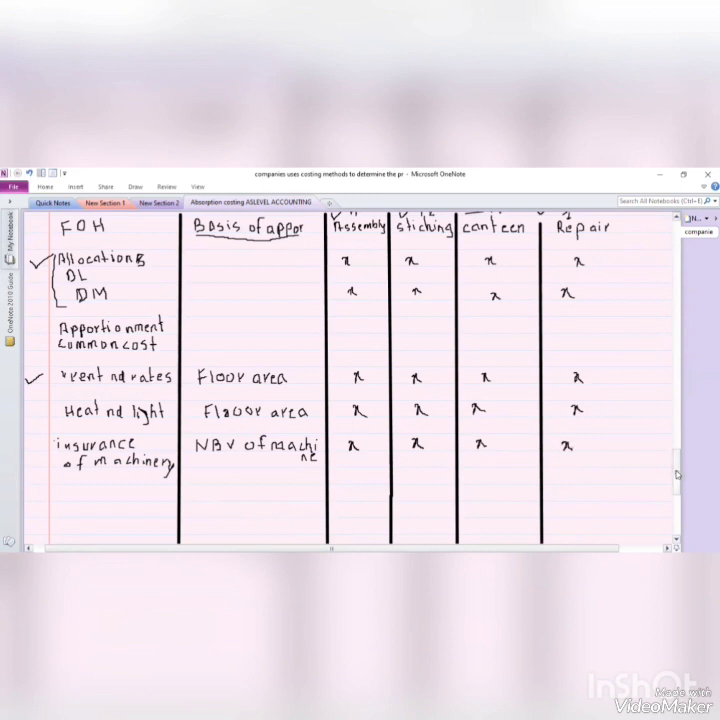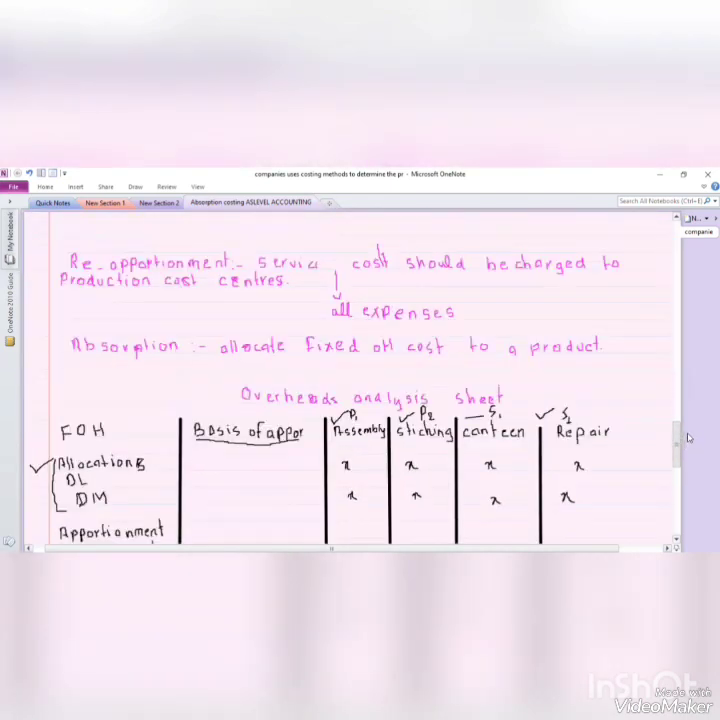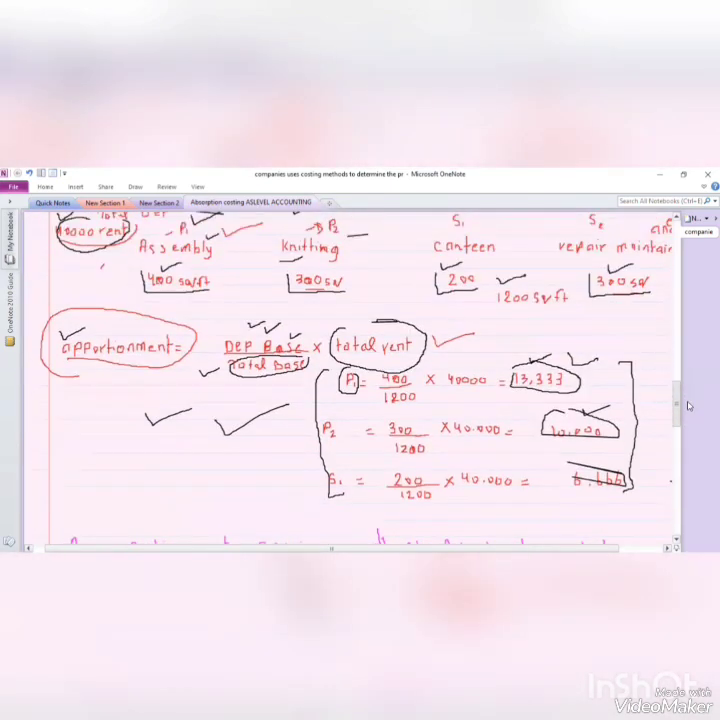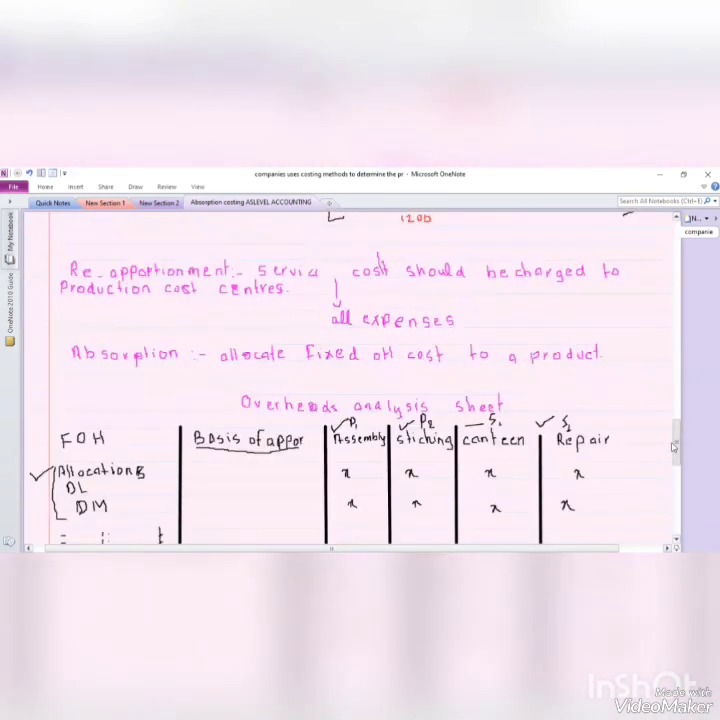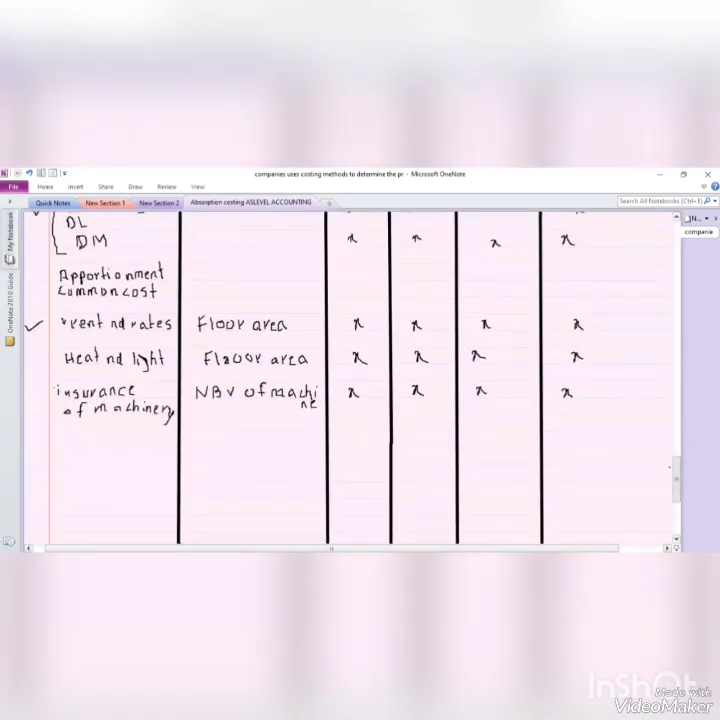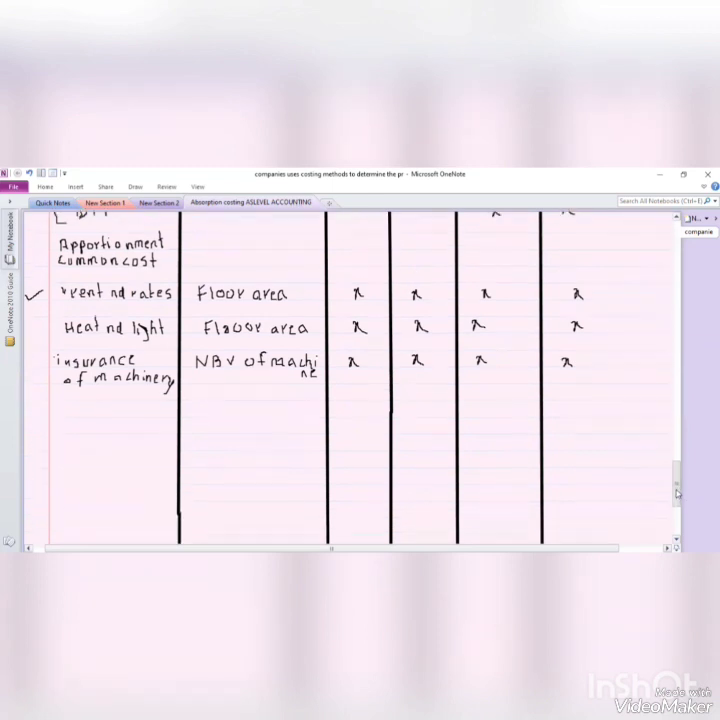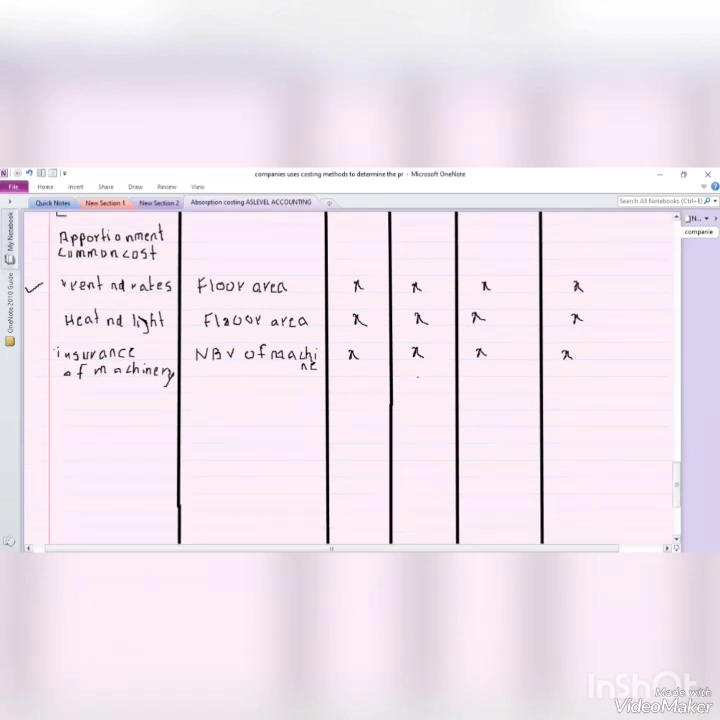Okay, so this is very simple. We just need to follow this formula, the apportionment formula, so things will be so much easier for you. You just need to remember the fair basis for each and every fixed overhead. This is the thing you should remember, and there is nothing so difficult in this step of absorption costing.